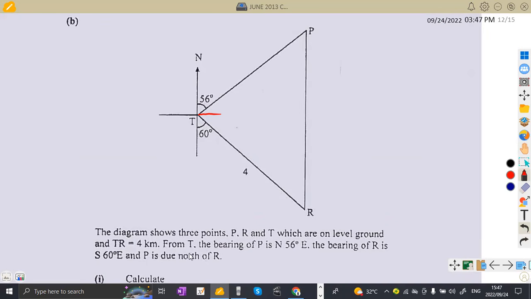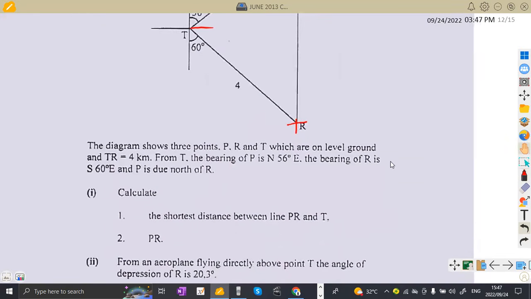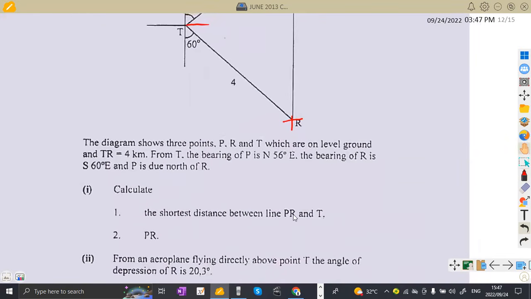And P is due north of R, which means this is a north pole that we see here at P. This is a continuation of a north pole that is at P, and it's due north. So it's a continuation of the north pole. That is what they're trying to say. Then the first question is: calculate the shortest distance between line PR and T.